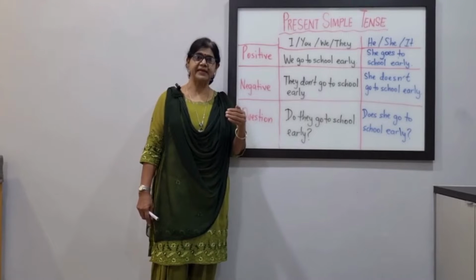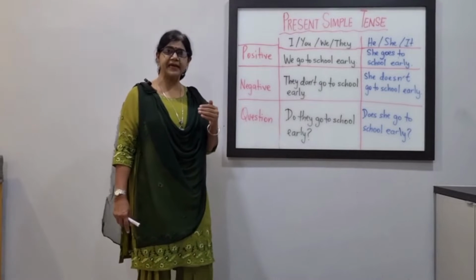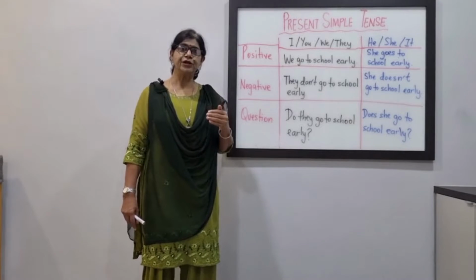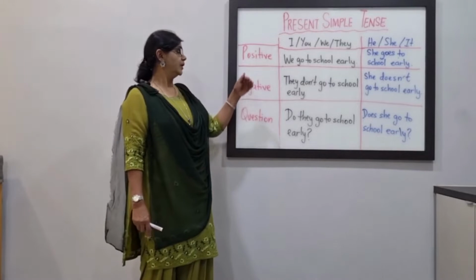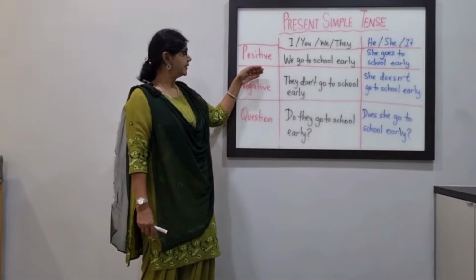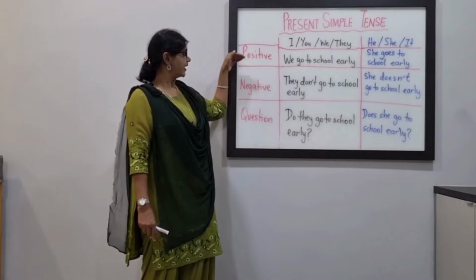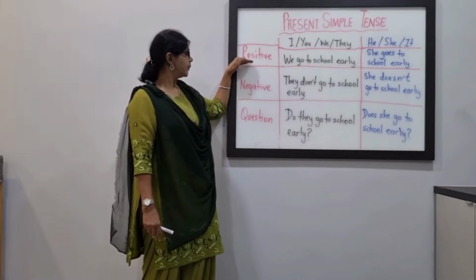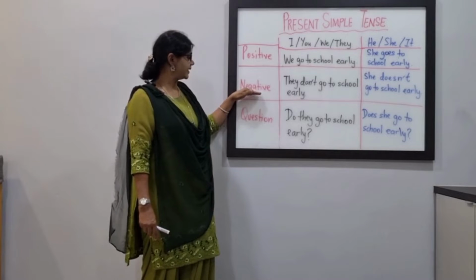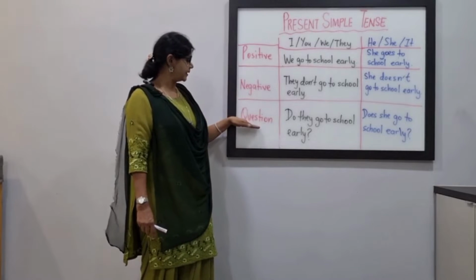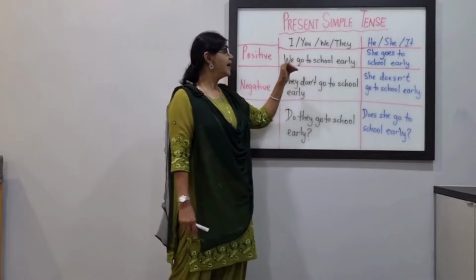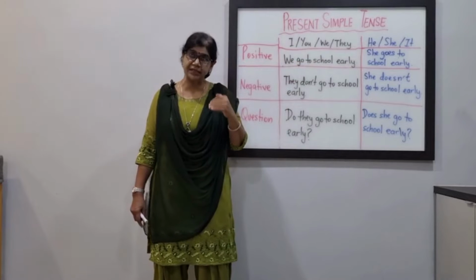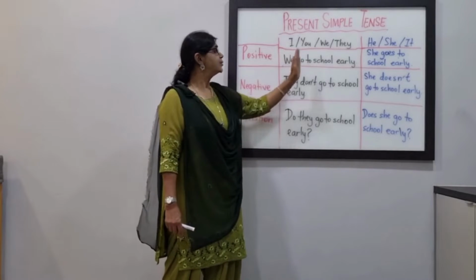Present simple tense. Present simple tense is used for actions which are happening now. We look at this table. Look at the first one, positive statement, second negative statement, and the question form. Okay, I will explain how present simple tense is used in two categories.